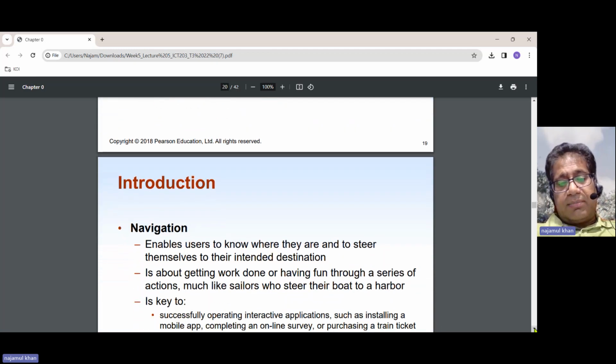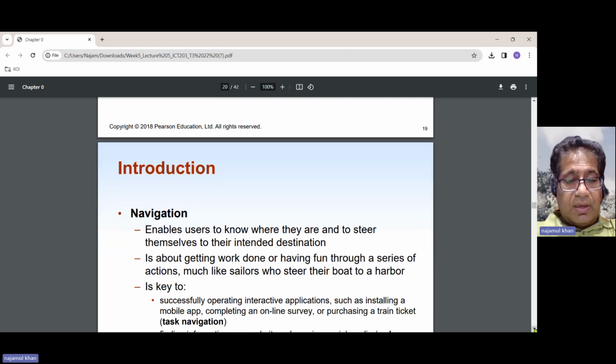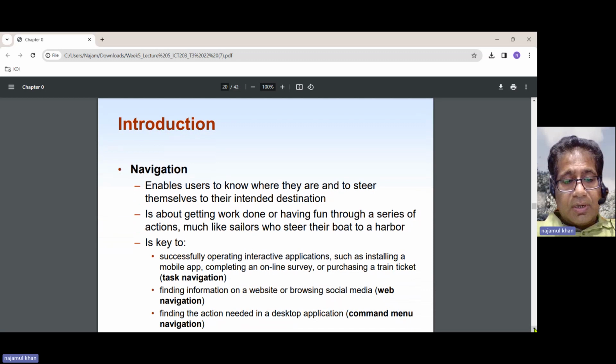Now look at something important, which is navigation. This is one of the important tasks if you are using computers or if you are on a website. The important thing here is how it enables users to know where they are and where they want to go. It's about getting work done and having fun through a series of actions, much like sailors who steer their boat to a harbor. You all know the importance of navigation. Navigation plays a key role in our usage of a website.